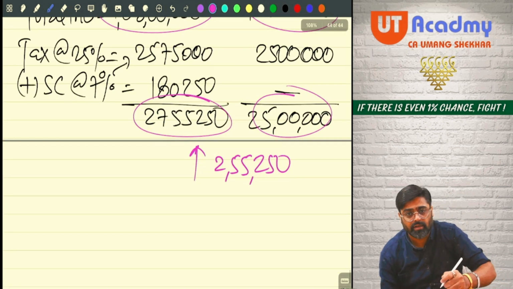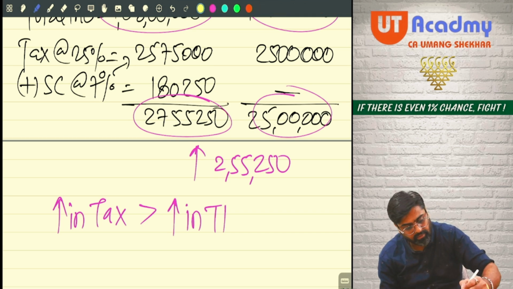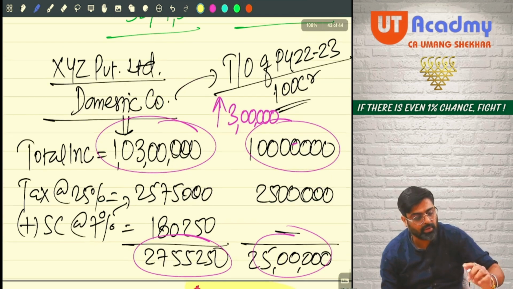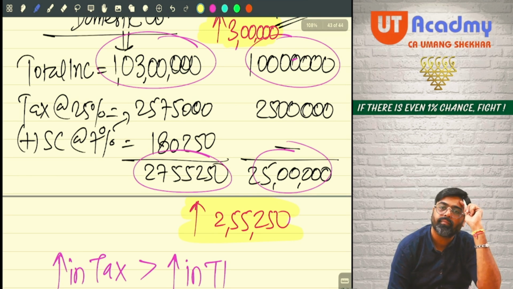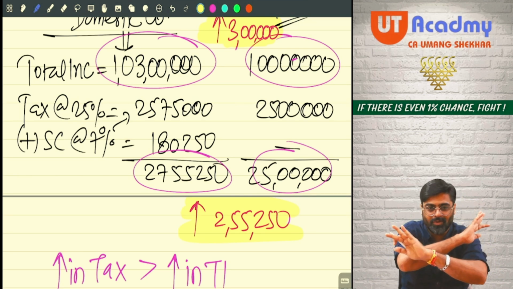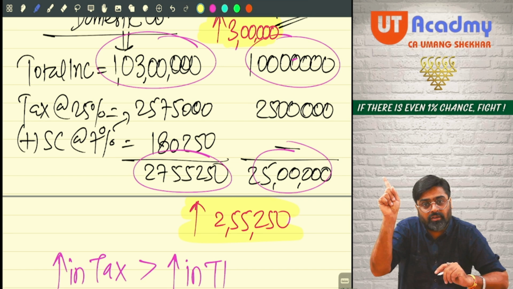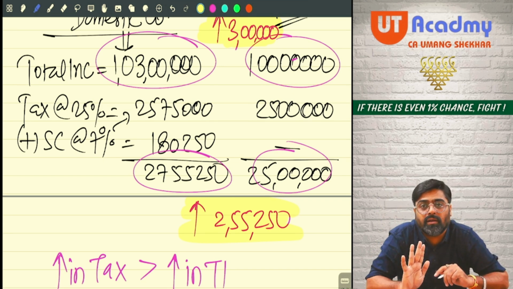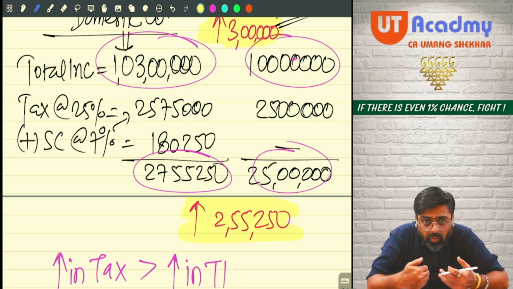Now, the equation. Increase in tax should be more than increase in total income. Meaning, this amount should be more than this amount. Is it more than 3 lakhs? Hence, no marginal relief. Your tax increase should be more than the increase in your total income. Only then you are going to get what? Marginal relief.